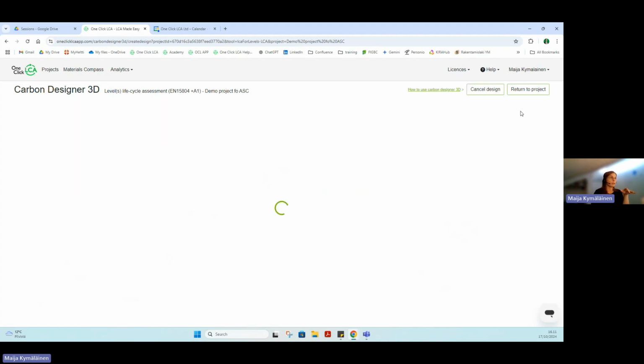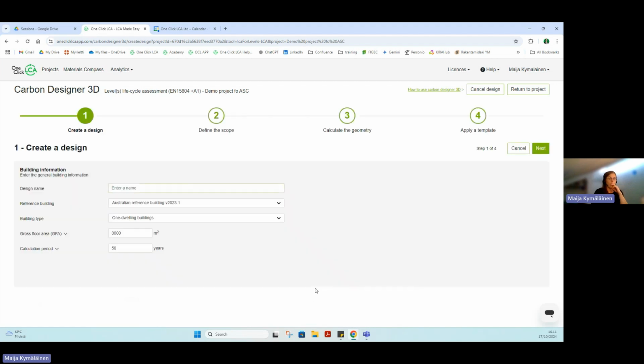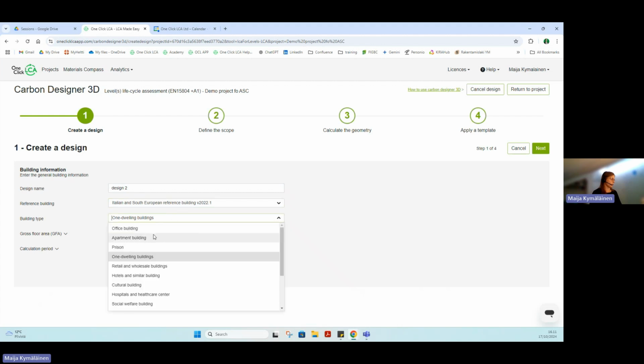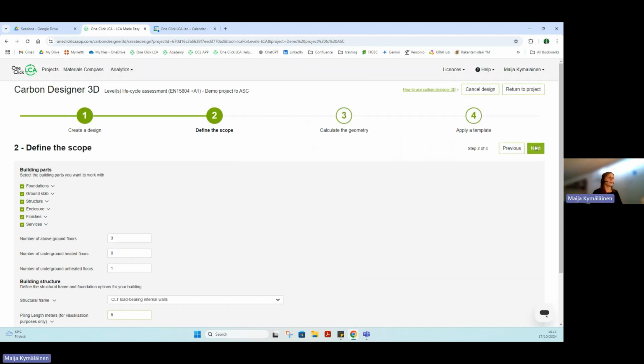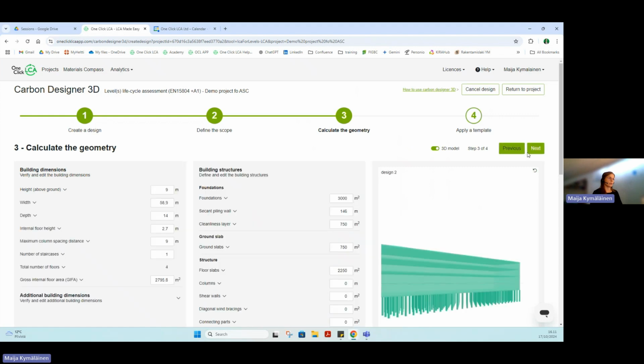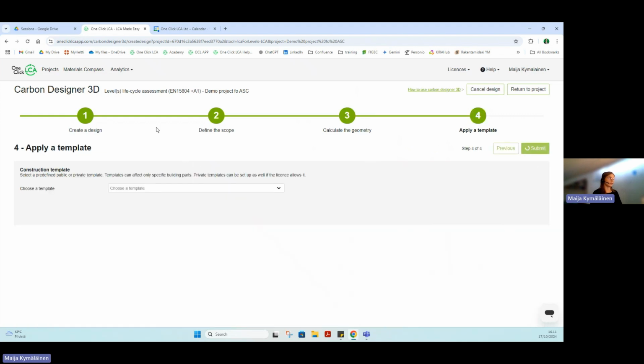So you can, for example, compare what a wooden frame building with the same specs would be like. Let's just quickly check what it would look like. Yes, the same stuff here, but it is made out of CLT, for example. And then we just click next, and we didn't change anything here, so we can just go with the defaults and then just submit. And again, wait a little bit.